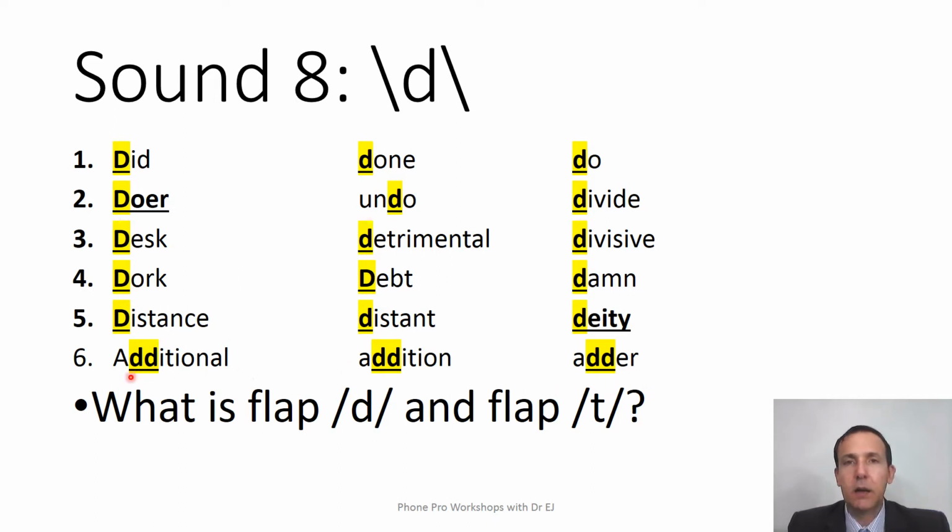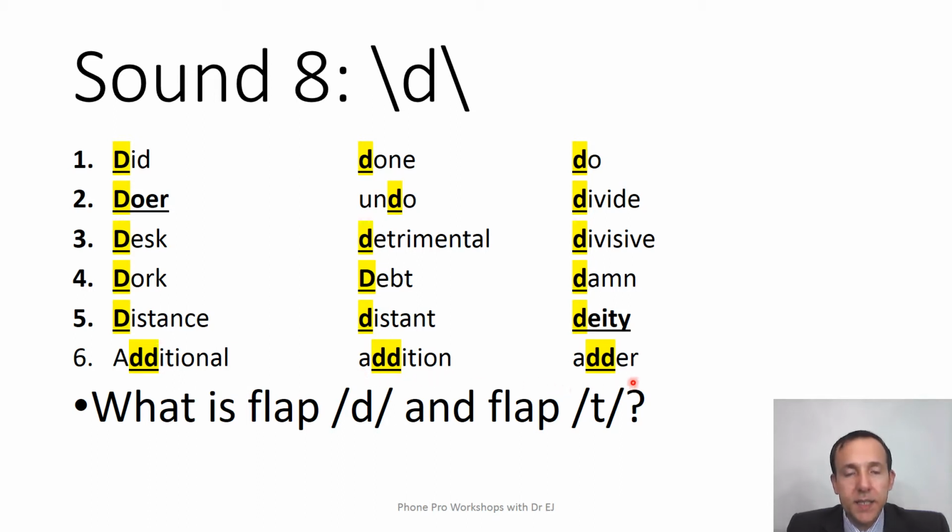Please, let's listen carefully to these three words. In this word and in this word there is no difference when we produce a sound d. However, in this one there is a slight difference, and I'd like to explain what that difference is. This word is pronounced additional. This word is pronounced addition.